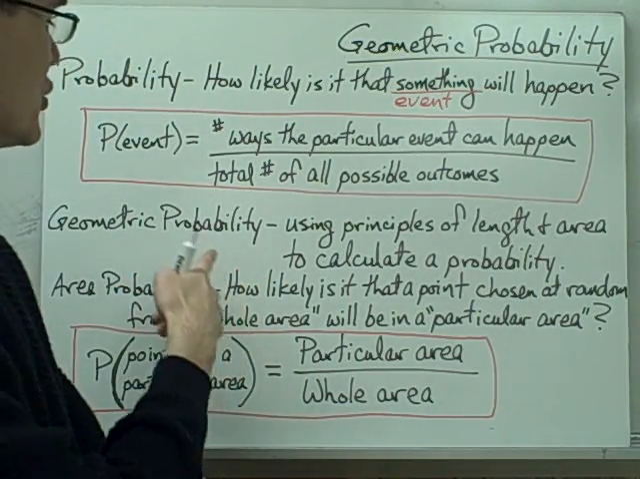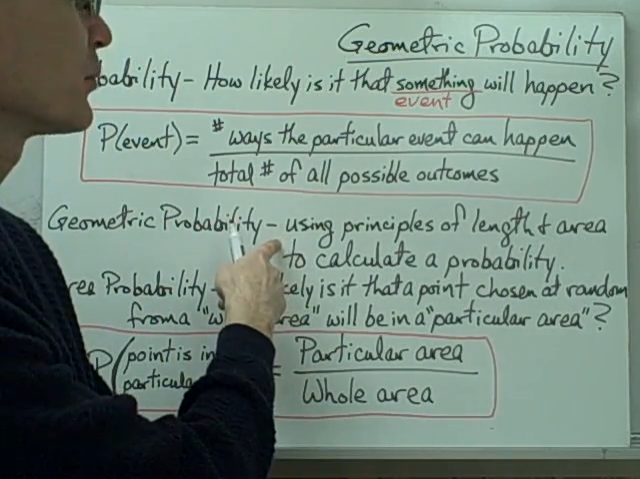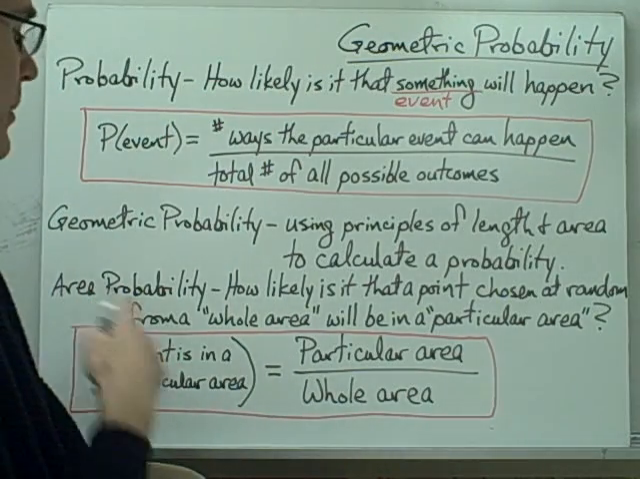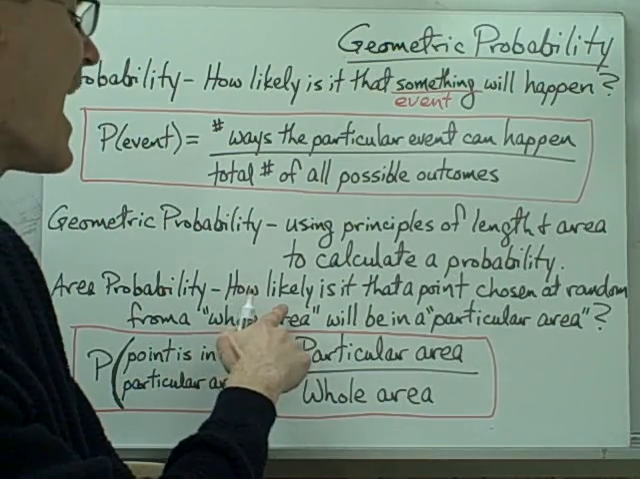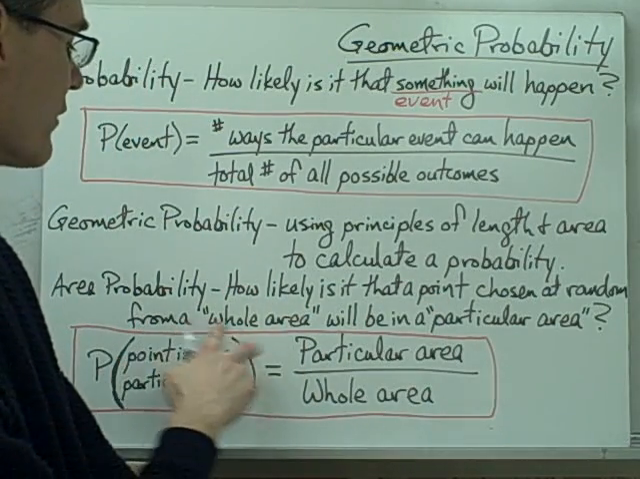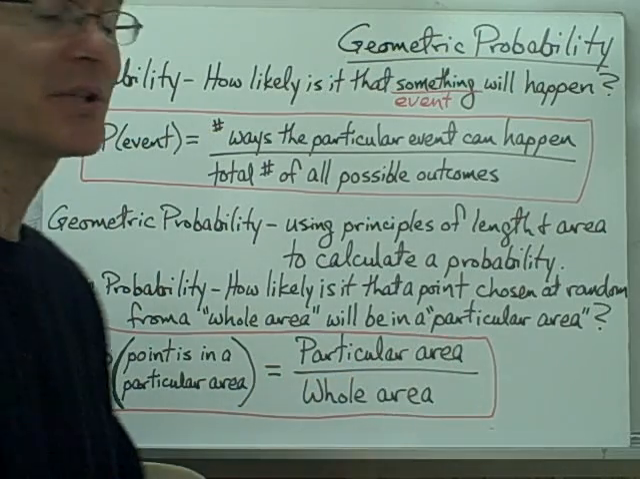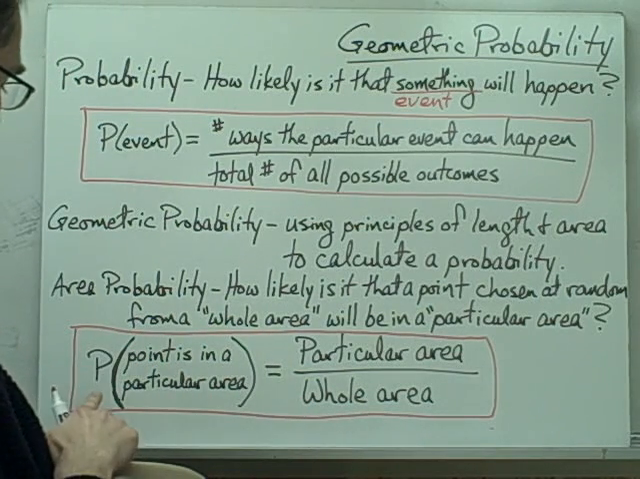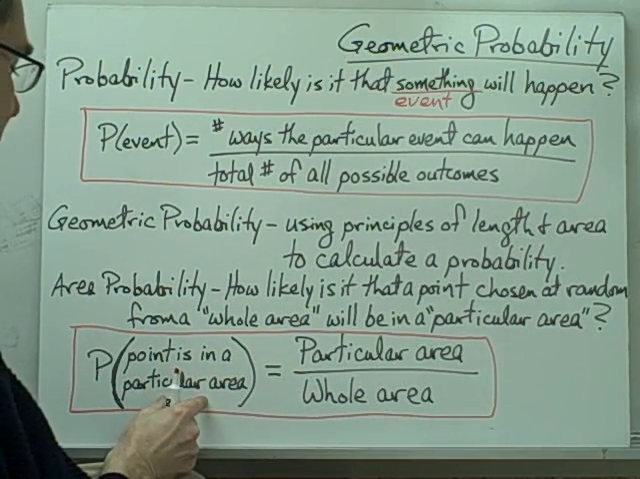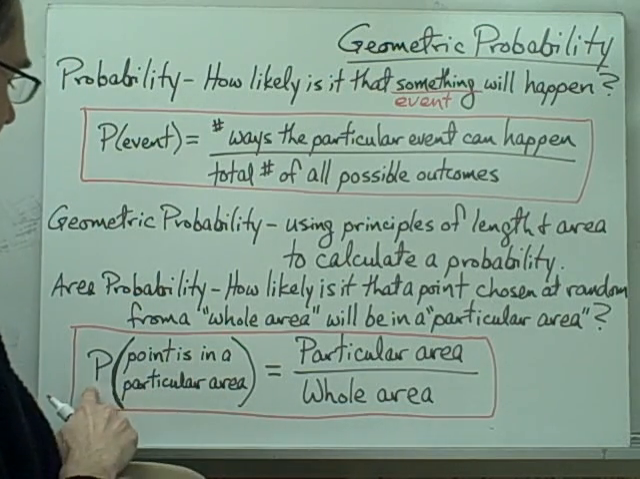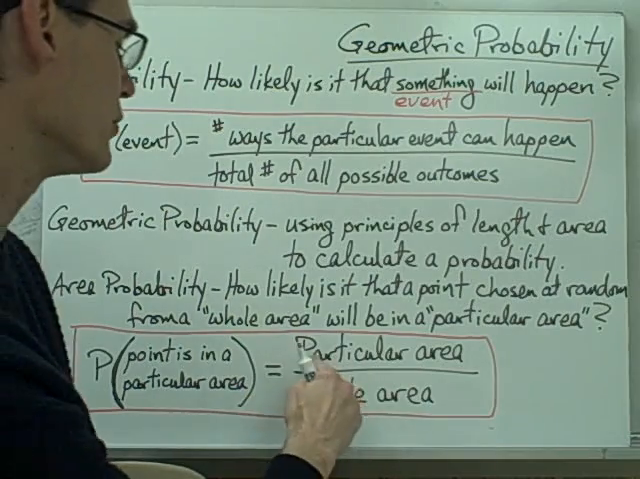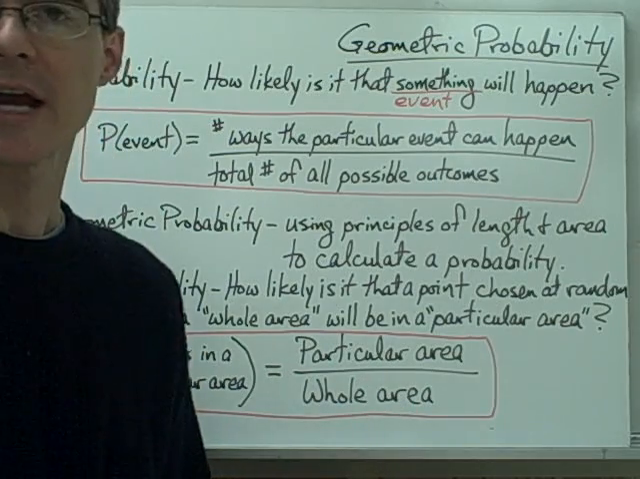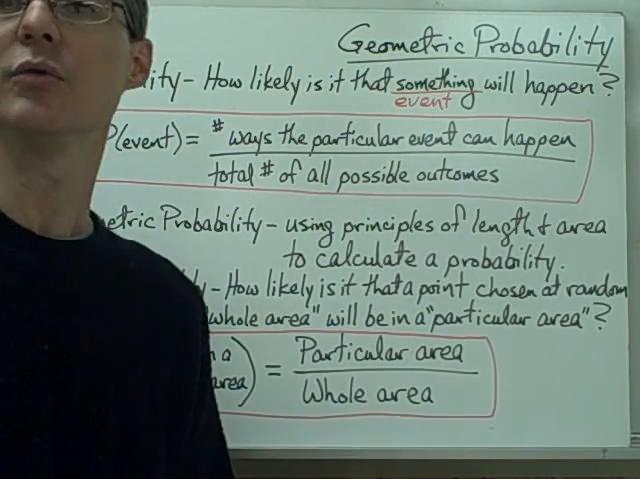Now, we're going to be looking at geometric probabilities, which use principles of length and area to calculate a probability. In particular, we're going to focus on area probabilities, which just means how likely it is that a point chosen at random from a whole area will be in a particular area. The probability that a point is in a particular area, in other words our event, is equal to that particular area, the value of that area, divided by the whole area.